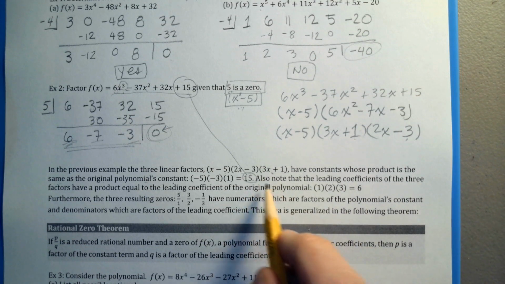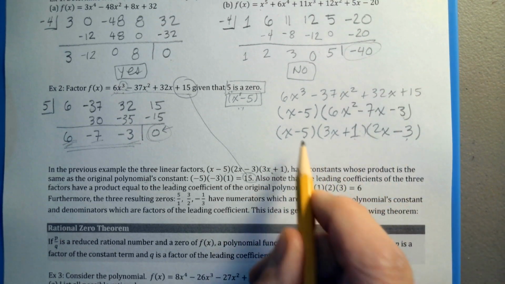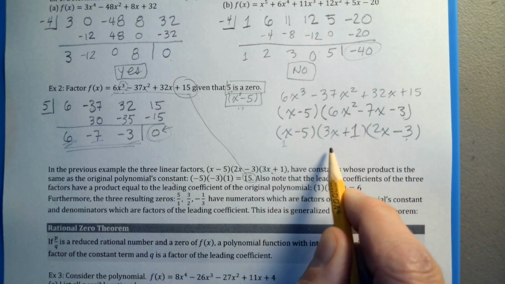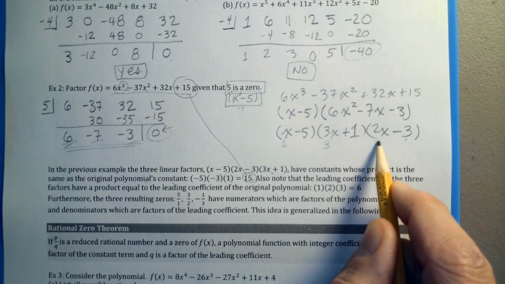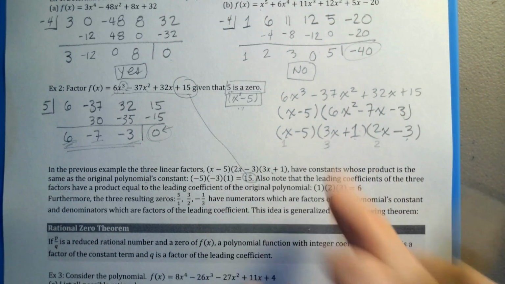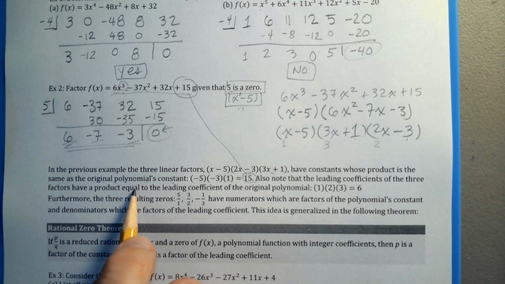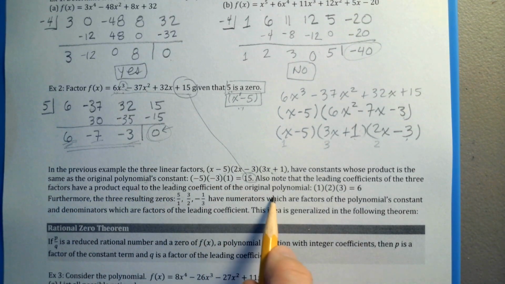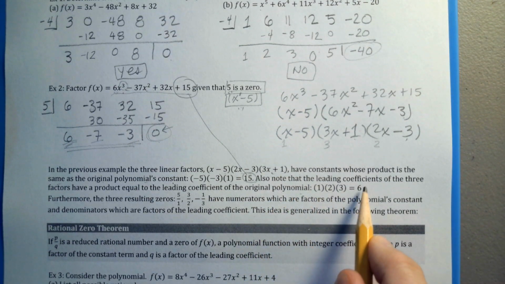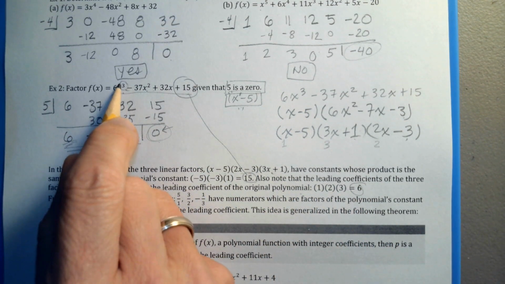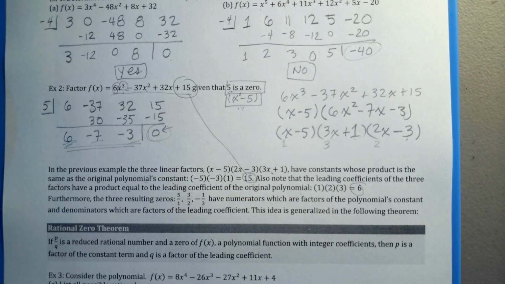All right. Also, the leading coefficients of the 3 terms. So this was a coefficient of 1, this was a coefficient of 3, this is a coefficient of 2 in the 3 factors that we have. So the 3 factors have a product equal to the leading coefficient of the original polynomial. So 6, again, that's not a coincidence that 6 is up there.